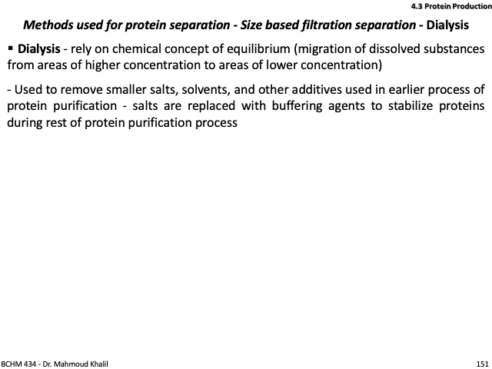Continuing the size-based filtration separation, we'll talk about dialysis. Dialysis mainly relies on the chemical concept of equilibrium. It is the migration of dissolved substances from areas of high concentration to areas of low concentration. It is used to remove smaller solvents and other additives used in very early processes of protein purification. Salts are replaced with buffering agents to stabilize the proteins during the rest of the protein purification process.